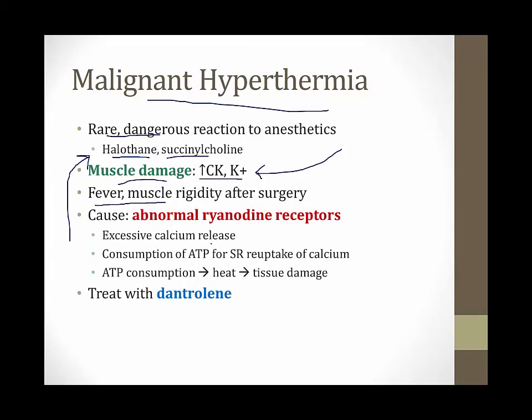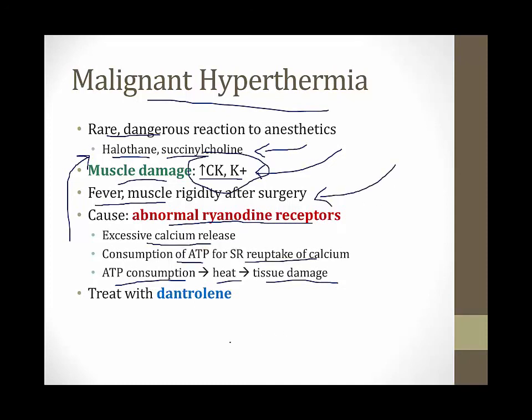The cause of this condition, and this is what you need to know for step one, is abnormal ryanodine receptors. Some patients have abnormal ryanodine receptors, and if they are exposed to one of these drugs, they are vulnerable to malignant hyperthermia. The abnormal ryanodine receptors release excessive calcium, and then ATP is consumed as the sarcoplasmic reticulum reuptakes calcium, as we just discussed. The consumption of ATP generates heat, and that leads to muscle tissue damage, and that's what leads to the high CK and hyperkalemia. It also leads to the fever and the muscle rigidity.